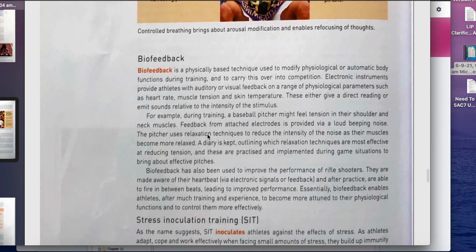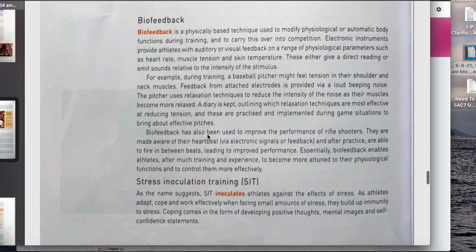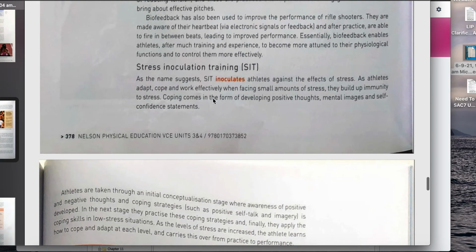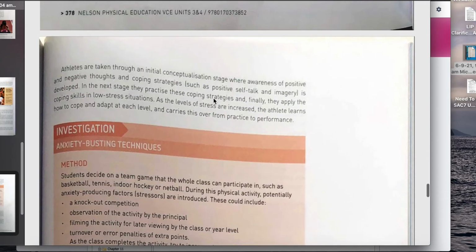Biofeedback here is all about using different techniques and instruments, about being able to regulate how our body is feeling. So we can do things like heart rate monitors, we can use some skin temperature testings, we can work out exactly how our body is feeling and try and bring down the levels of arousal using technology and other things. There is stress inoculation training. I'm not going to cover that right now, okay?